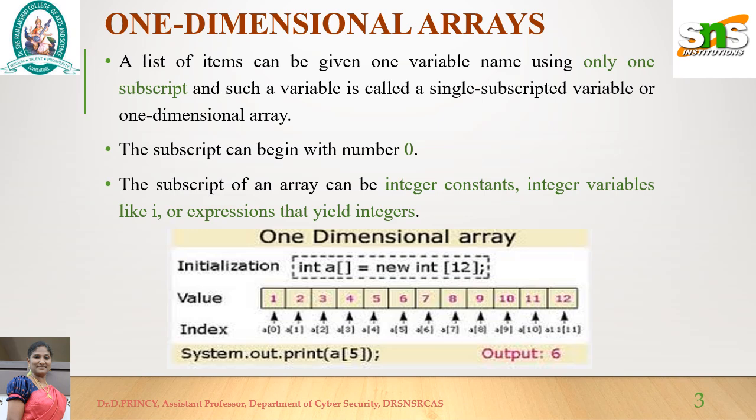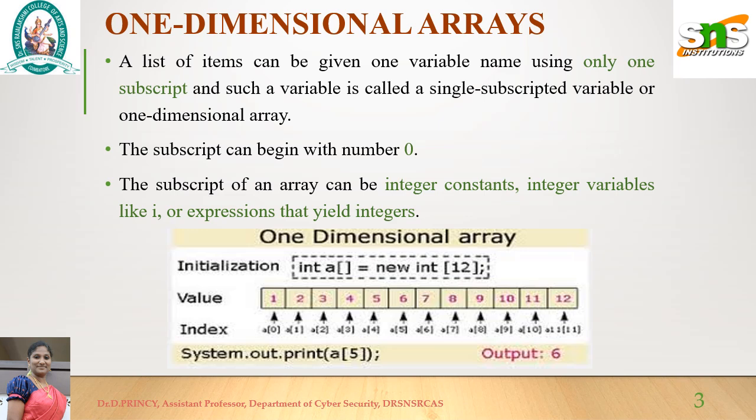two-dimensional, and multi-dimensional arrays. One-dimensional array, which takes only one subscription, and it is used to store the values in the one column. The subscript can begin with a number 0 up to n minus 1. If n is the size of an array, the largest subscription value is n minus 1. The subscript of an array can be integer or constants, integer variables, or expression that also should hold the value integer.